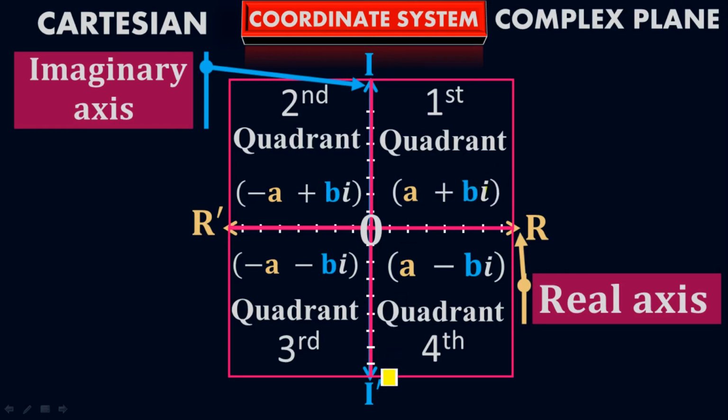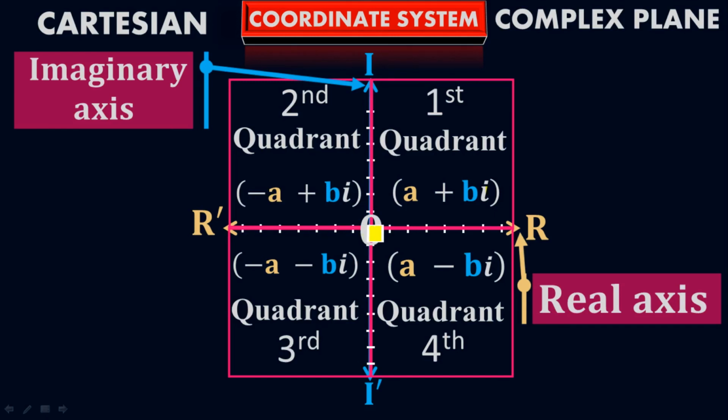This is the value along this vertical blue line. It is the imaginary axis. So this imaginary value is represented along the imaginary axis. On the right of the 0, this a is the positive value along the real axis. Above 0, this b iota is the positive value along the imaginary axis.